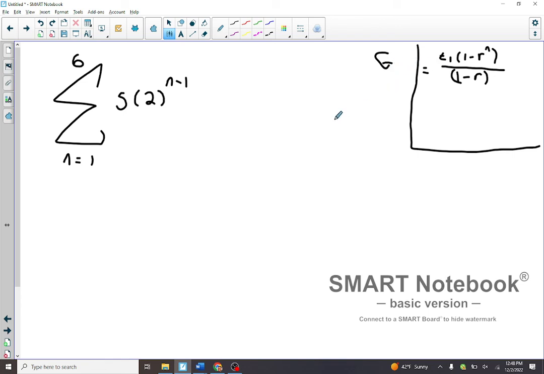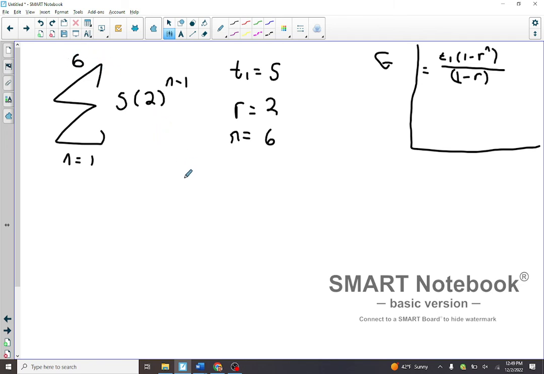So in this case, I need T1, which I can figure out by plugging in 1. So what is T1 in this case? Just 5, because 1 minus 1 is 0, so the exponent is 0. Then I need r, which should be identifiable. It's always the base of the exponent, so 2. And then n should be obvious. What is n in this case? It's where I end up, which is 6, because this term is 6. That's always what that is in these situations.